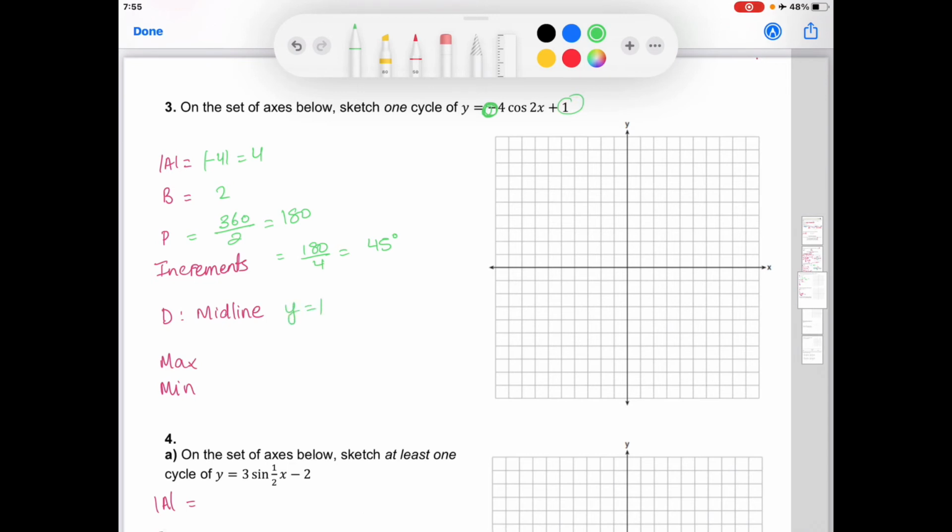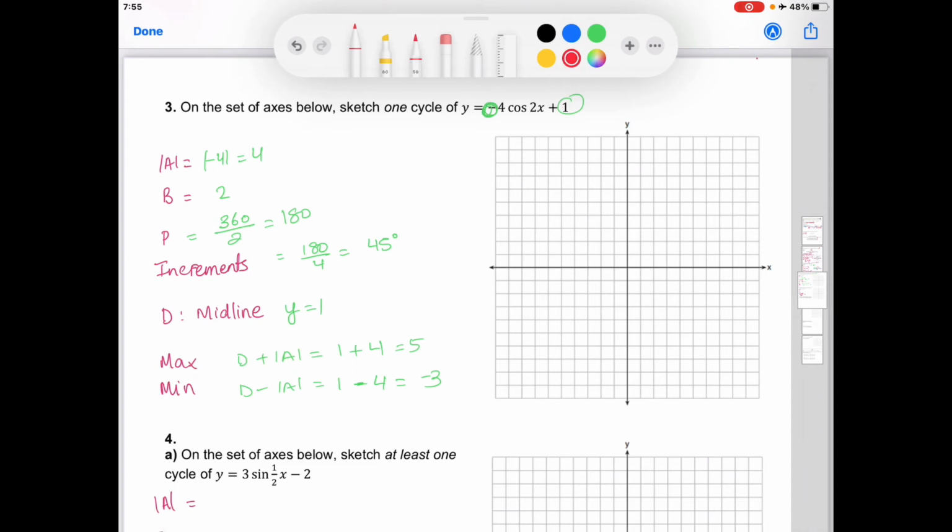My max is going to be my d plus the amplitude. So my d is 1 plus 4 is 5. D minus the amplitude, which is 1 minus 4. It'll be the same numbers, but positive and negative, which is negative 3. Okay, let's start this. So this was very straightforward. I just went through it because we've done it in the last question too.